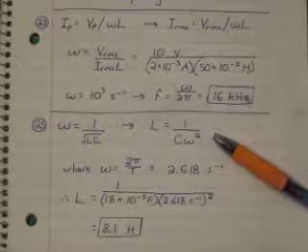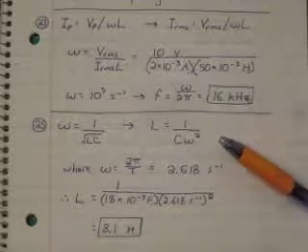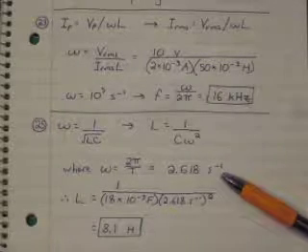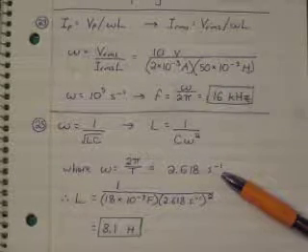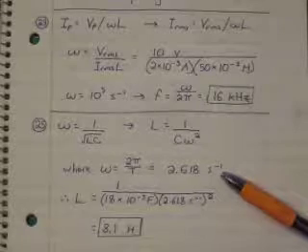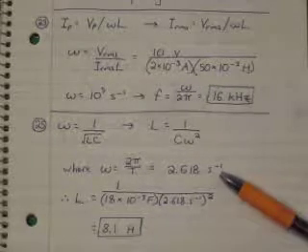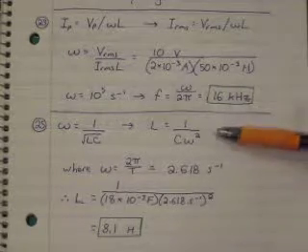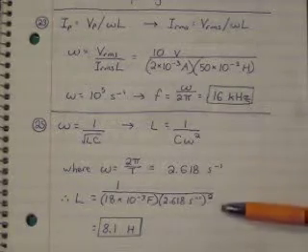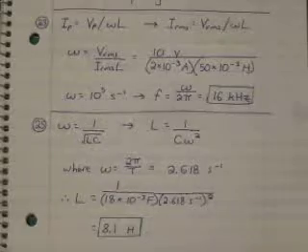L equals 1 over C omega squared, where omega is 2 pi over the period, which is 2.618 radians per second. So we plug that into this formula, and we get the inductance is 8.1 henries.